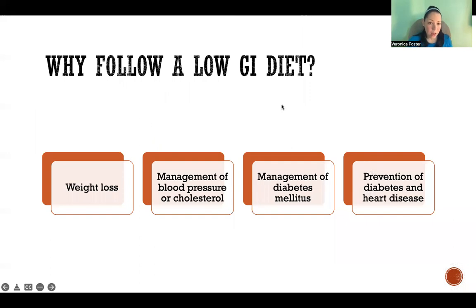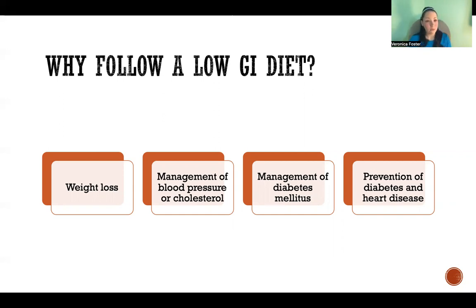So why would we follow a diet that includes low GI foods? There are lots of reasons, and these are some of the primary ones. Most people do it because it helps you lose weight. If we have less of a roller coaster in blood sugar, that means less of a roller coaster in our insulin production. Insulin actually causes weight gain.